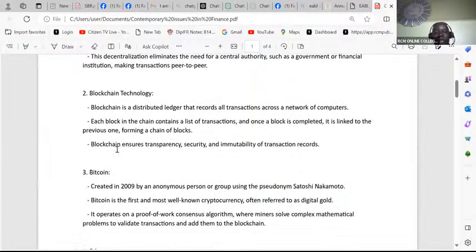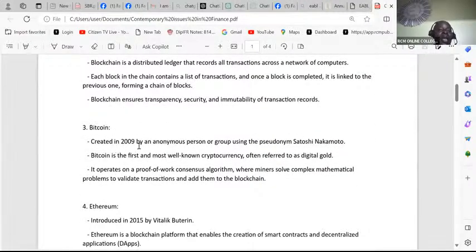So a brief history here: Bitcoin was created in 2009 by an anonymous person or a group using the pseudonym Satoshi Nakamoto.